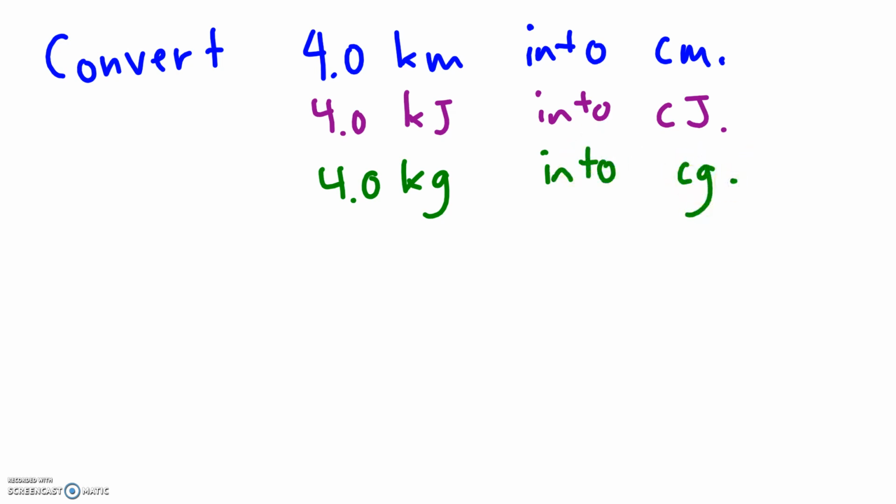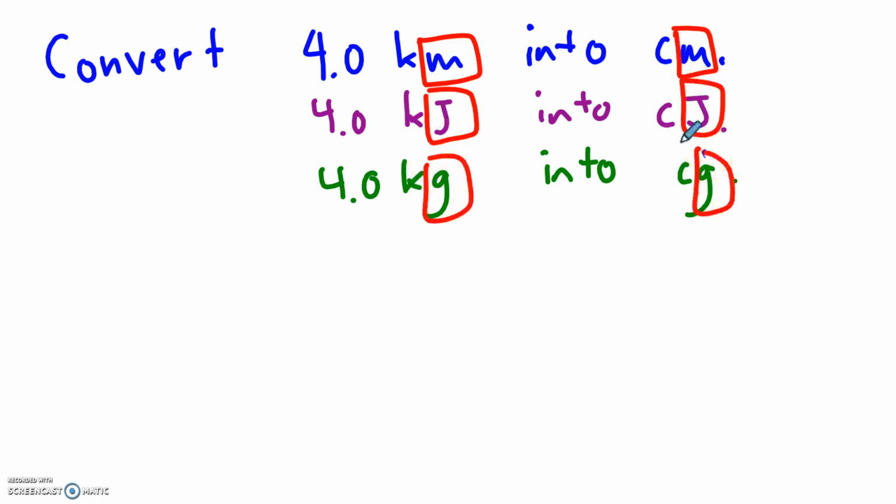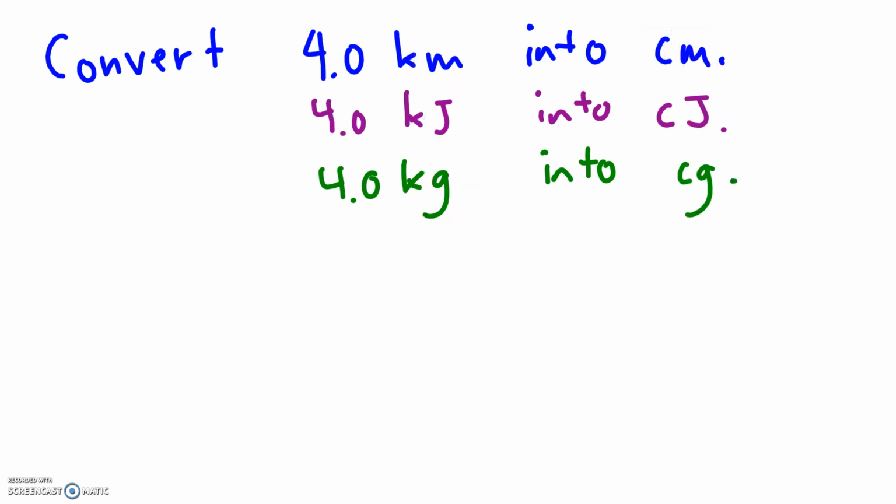The point I want to show you is that this unit doesn't change. It's always meters, or in the second case it remains joules, or in the third case it remains grams. What is changing? It's the prefix. We're changing from kilo to a different prefix, centi. So in this type of case, we are changing prefixes. We have to remove the kilo and replace it with centi.